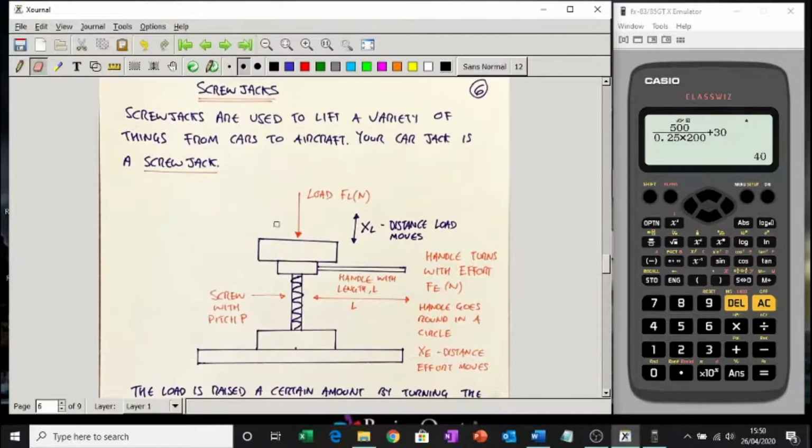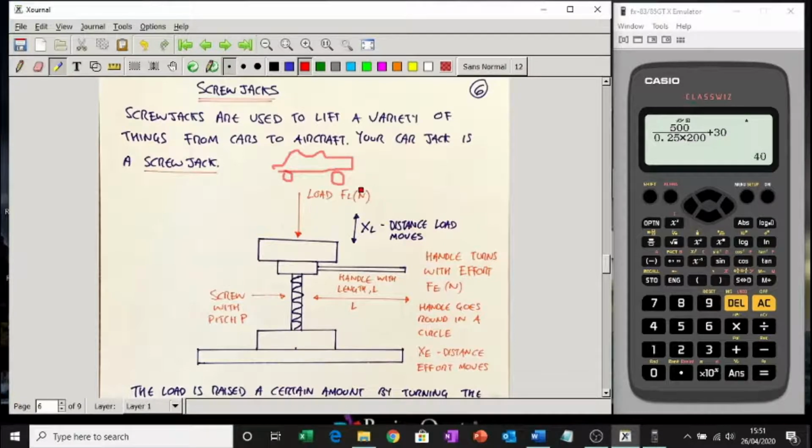So for example, this could be your screw jack here. The load would be your car, so your car would be on top here. There's your car, funny looking car. And then this would be your screw jack, and this is your handle. As you turn the handle in a circle, it lifts the load.